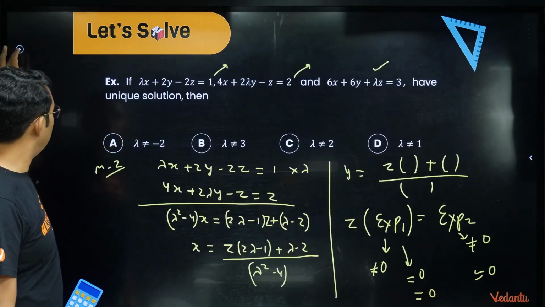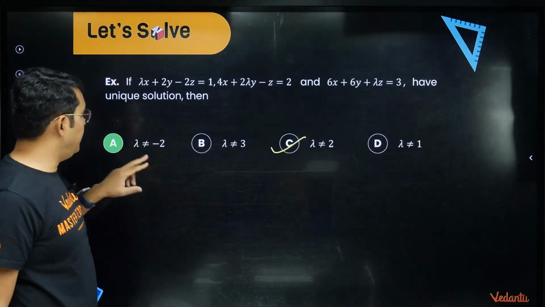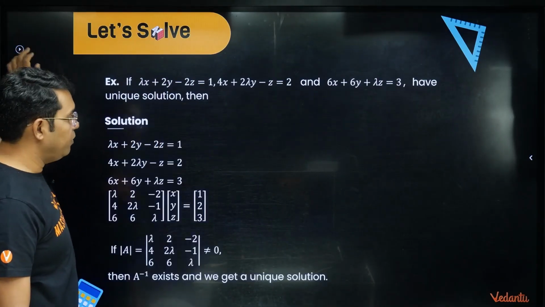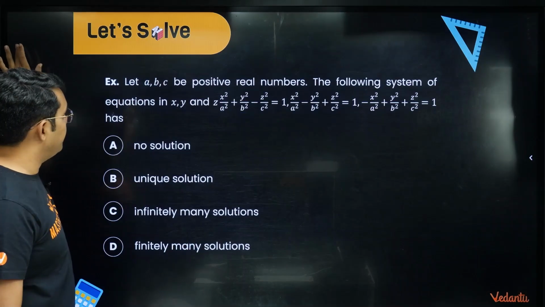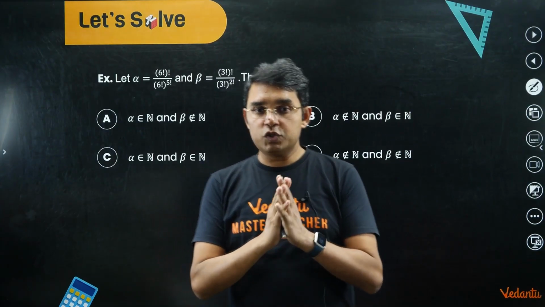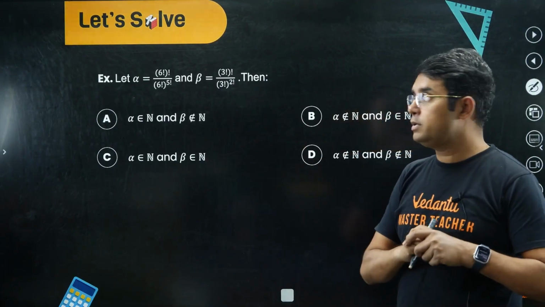So the answer of this should be C, not A. I think they have made some error in this. It will be rectified. In fact, in the solution, lambda not equal to 2 is given. Now coming to this question where we are given alpha and beta and we have to find whether they are natural numbers or not.